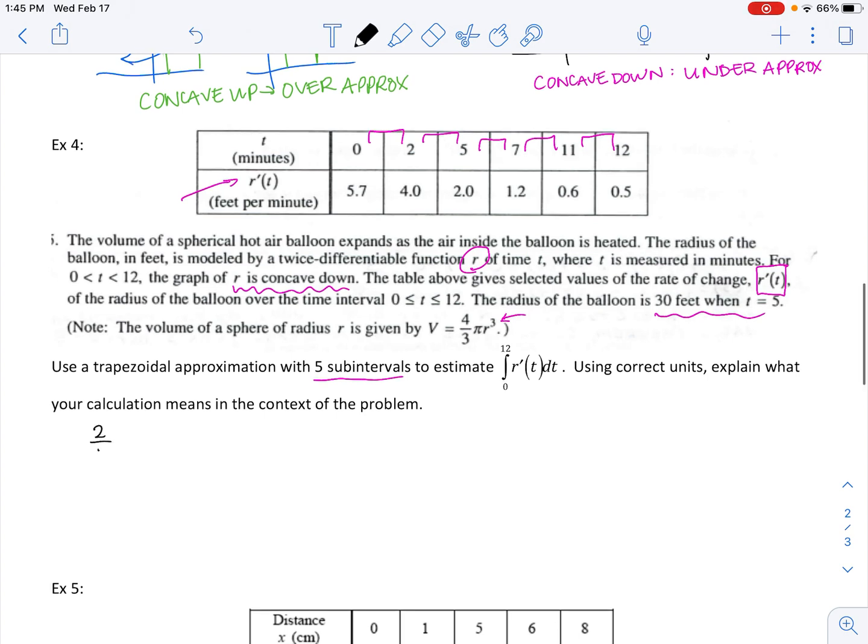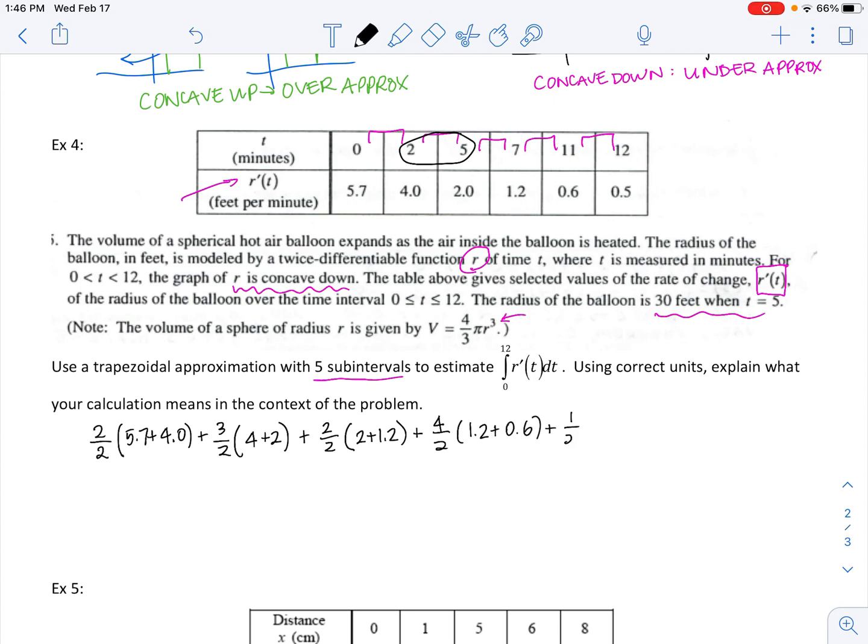So my first one is 2 over 2, and then the sum of the bases is 5.7 plus 4.0. My next one is 3 over 2, again just looking at the difference between 2 and 5 to get that 3 number. 4 plus 2 are the heights. The next is 2 over 2, 2 plus 1.2. Then 4 over 2, and that's 1.2 plus 0.6. And the last one is 1 unit in height over 2, and then the sum of those bases.